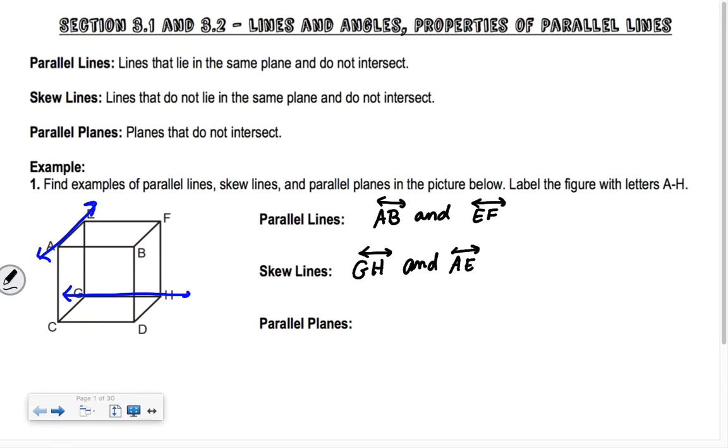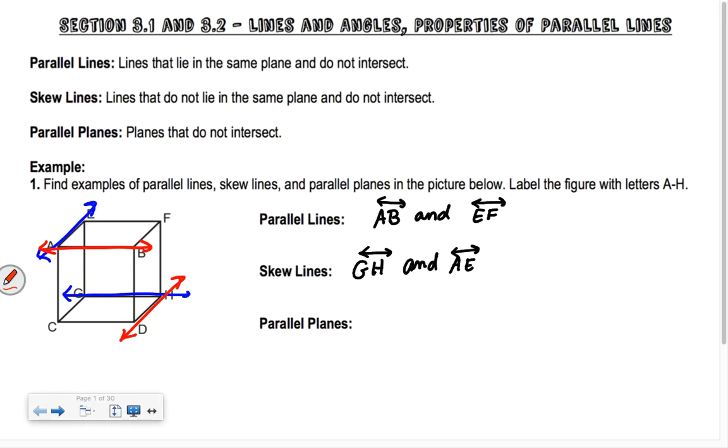So what if I give you another one? What if I said DH? What would be something that would be skew with that? AE would not. AB would be, yeah. Good. I didn't hear you right. Perfect. All right, and then parallel planes.